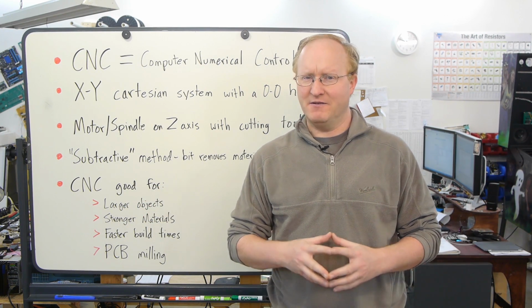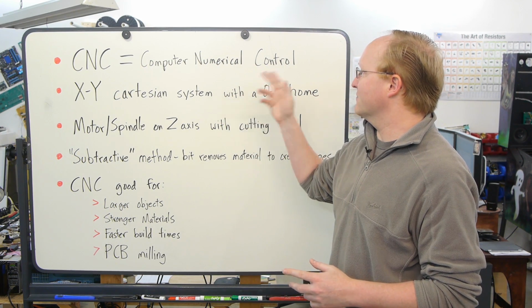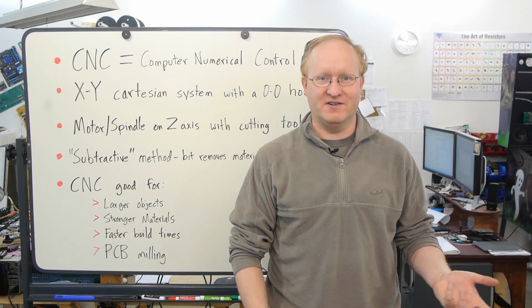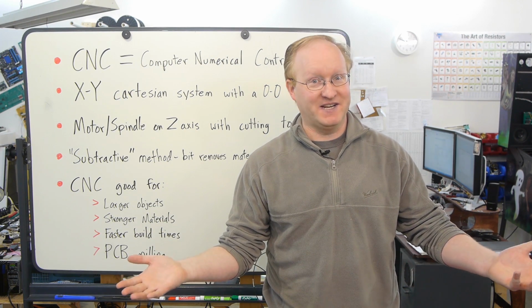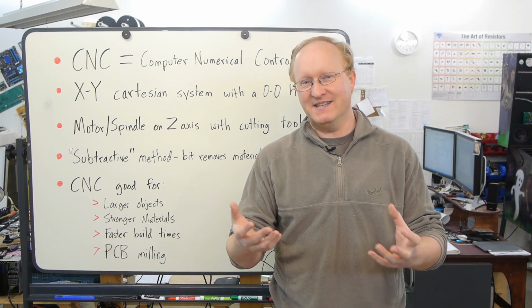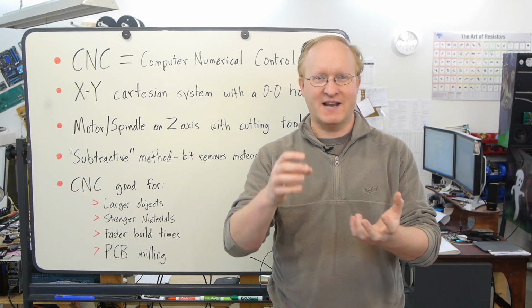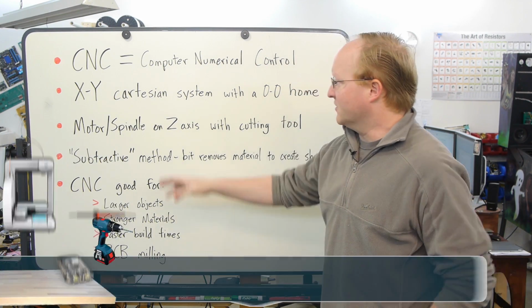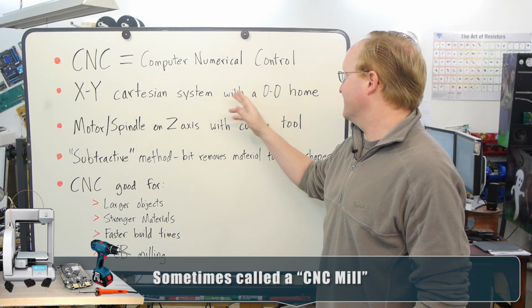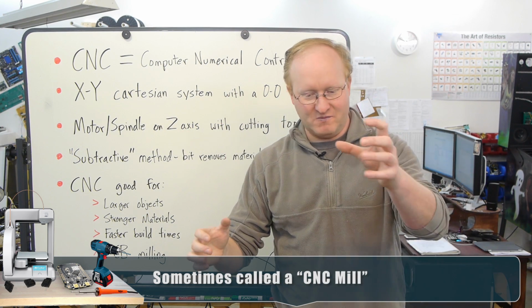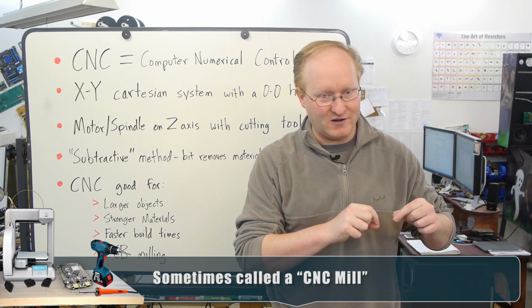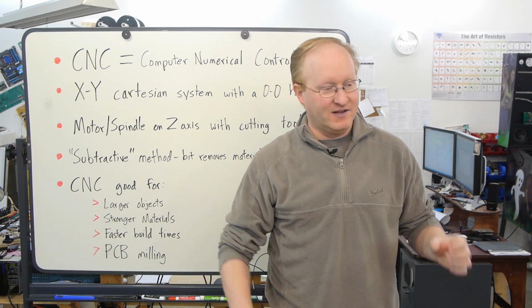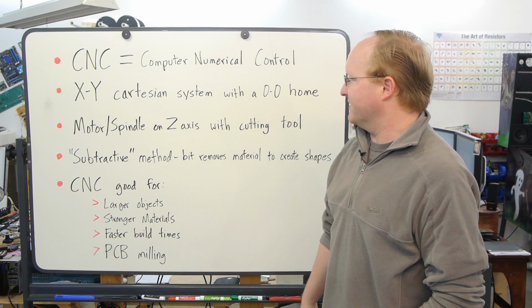Now, a CNC machine is a computer numerical controlled machine. Granted, a paper printer or a 3D printer or even a modern washing machine is controlled by a computer, but CNC usually means machines that have a bit that mills material out of a stock. Those machines will have an XY Cartesian system with a 0-0 home. Basically, you'll move the head over to 0-0 and all of your designs will go from that point inside of a bounding box of some kind. So XY, much like a 3D printer.